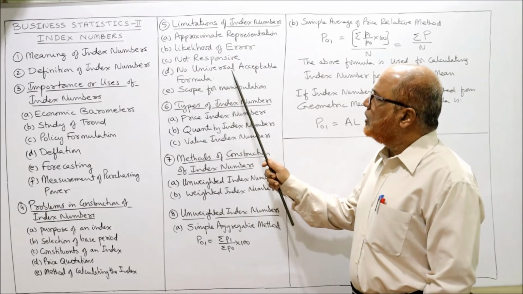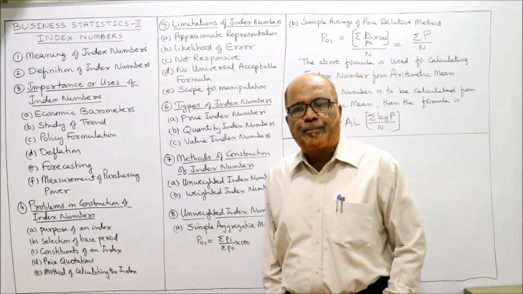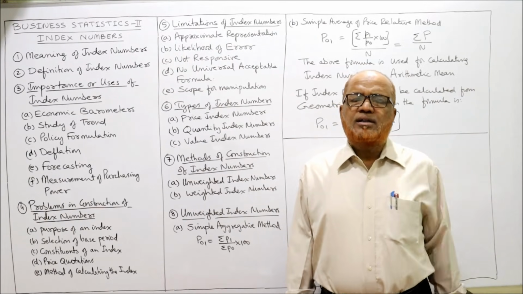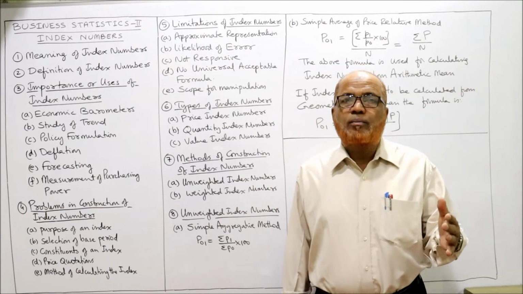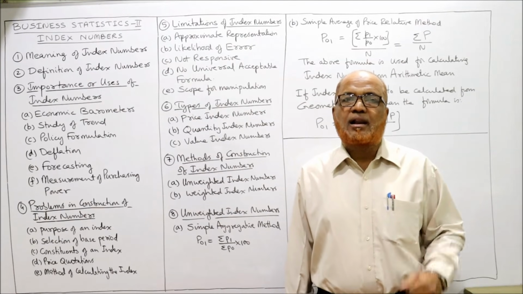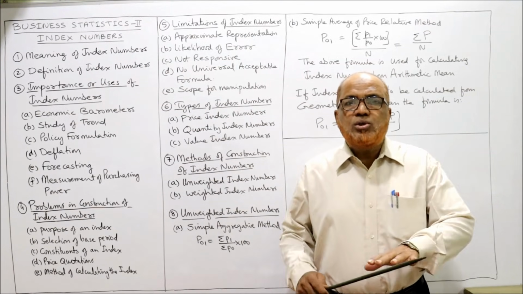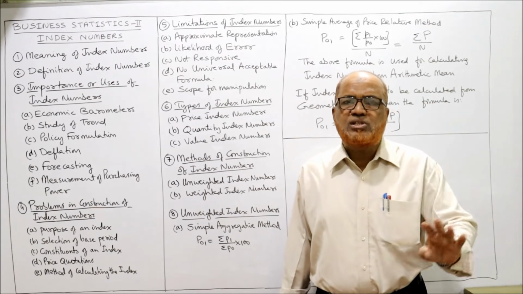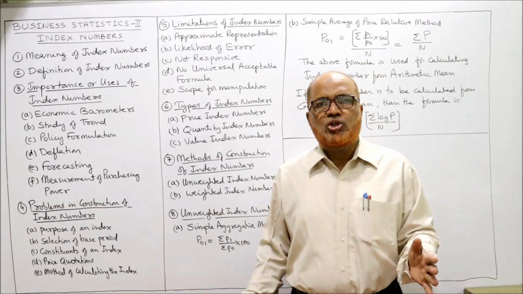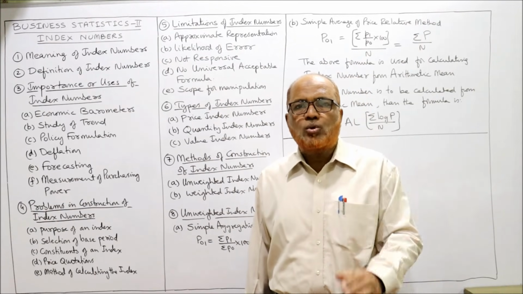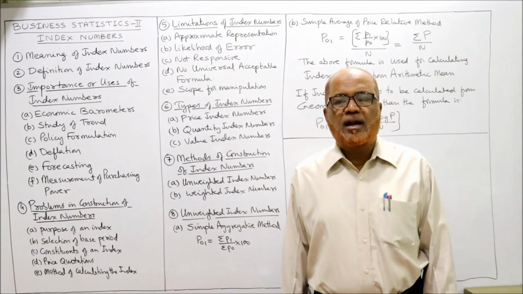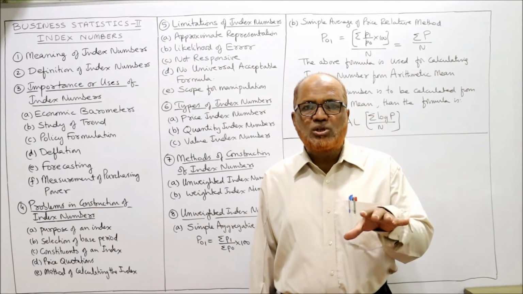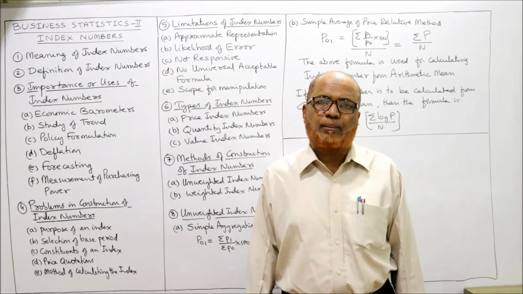There is no universally acceptable formula. See, for calculating index number, different authors and experts have given different formulas, methods of calculating index numbers. So there is no universal formula which can be applied throughout the world in every situation. No, it will change. And every formula will have its own advantages and limitations. So for our purpose, we have to see which is the more suitable formula. That formula only we will apply.